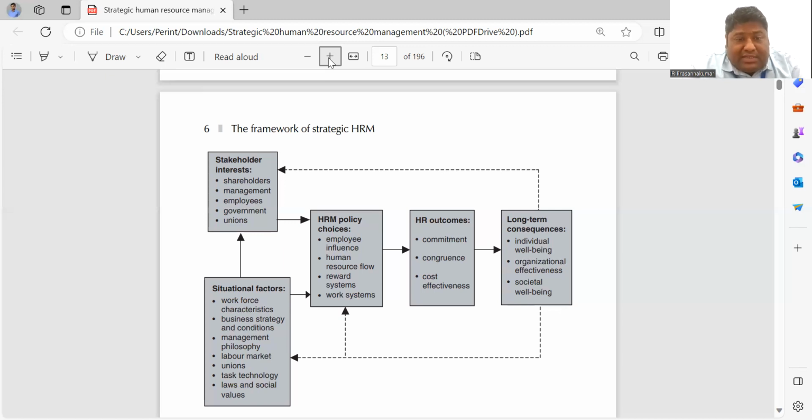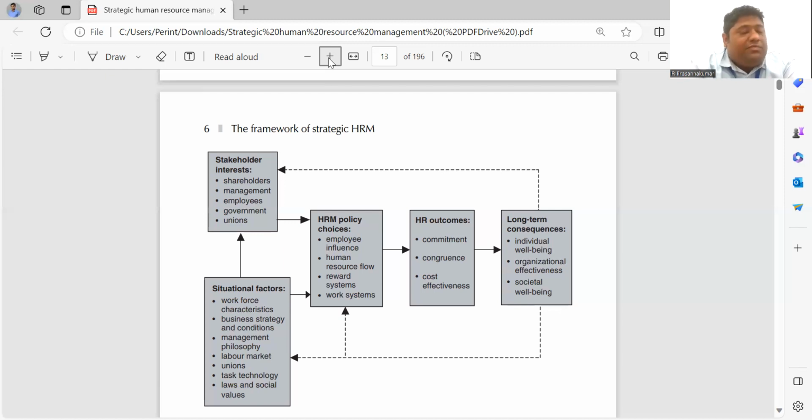Now see the situational factors: workforce characteristics, business strategies and conditions, management philosophy, labor market, unions, task technologies, and law and social values. These are some of the situations which are there in the factors of production. Workforce characteristics means the work structure, how we have to work in an organization. Apart from that, business strategies and conditions. Businesses have various kinds of strategy. First is the profit motive. Every business wants profit. Profit is the most effective part of the business. Without profit, the business cannot be sustained in the organization.